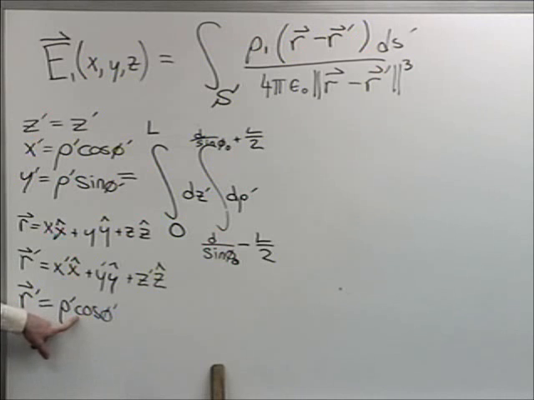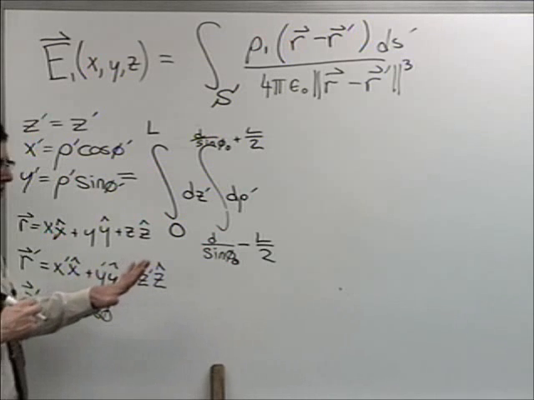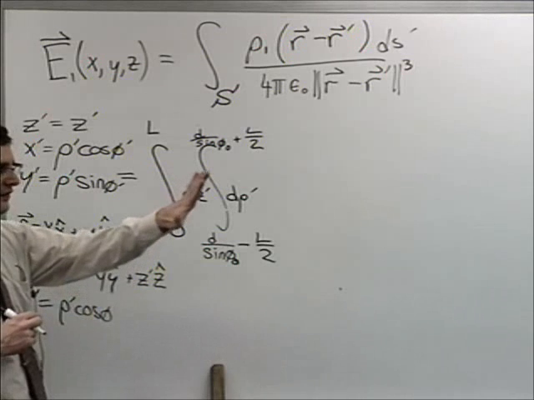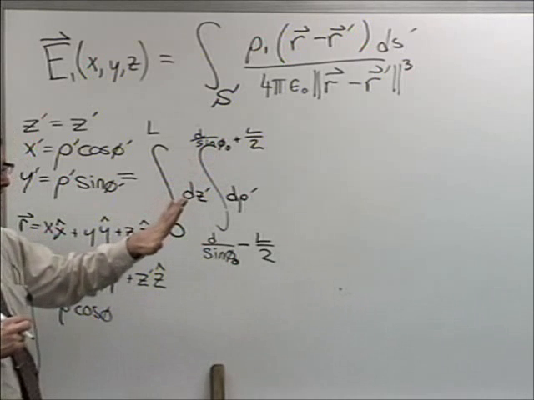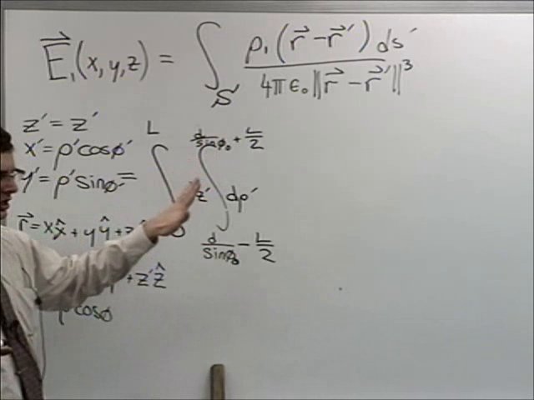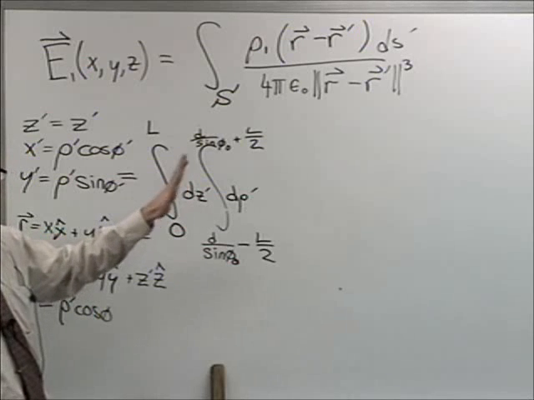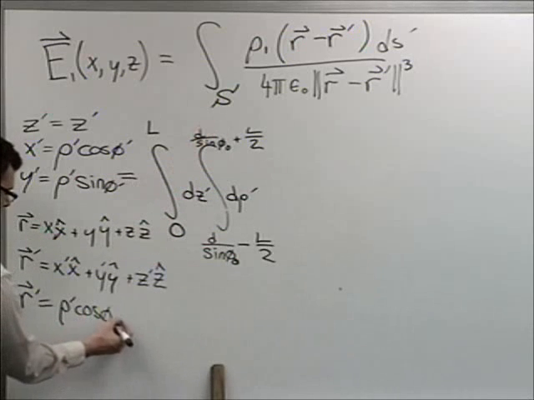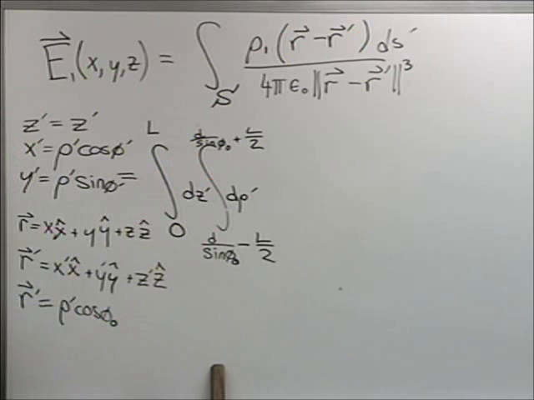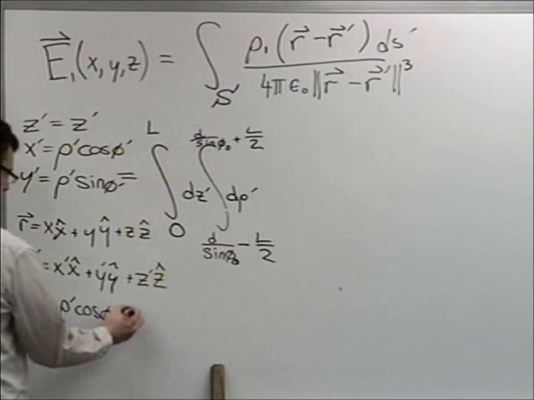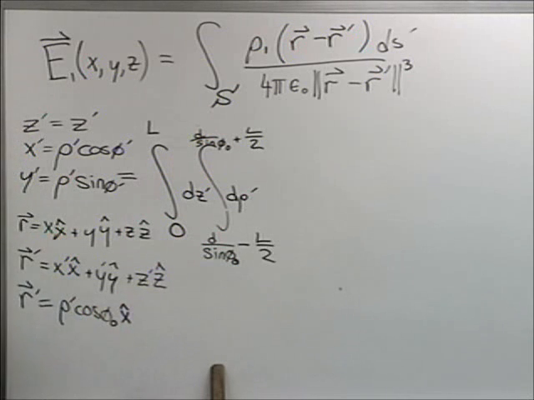So for this one, I'm not going to put cosine of phi prime because in all this problem, I'm sliding around a constant phi equals phi naught plane. Phi is not changing. I'm not integrating with respect to it. It's a constant throughout this entire integration. So I'll just put my constant phi naught in there. Stick it on the x hat.